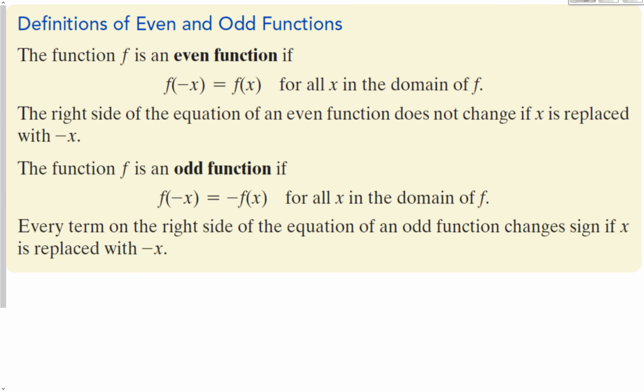So the function f is an even function if f of negative x is equal to f of x for all x in the domain of f. That means that if I replace all the x's in the function with negative x's, when I do all the calculations and simplify, nothing will change. So f of negative x is going to be the same as f of x. For an odd function, when I plug in f of negative x, everything changes signs. The entire function becomes opposite. Everything that was positive turns negative, and everything that was negative turns positive. An even function does not change if x is replaced with negative x. Every term on the right side of an equation changes sign if x is replaced with negative x with an odd function.